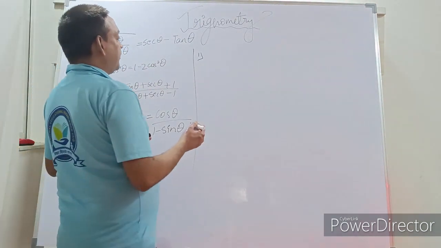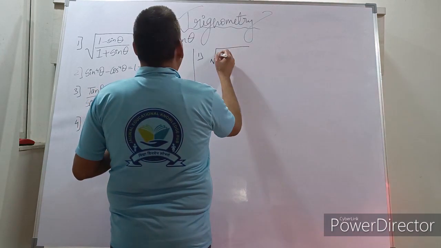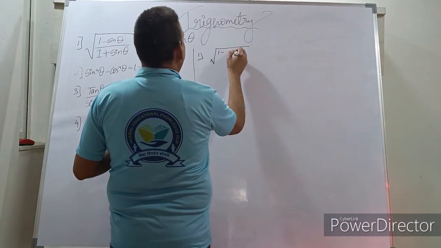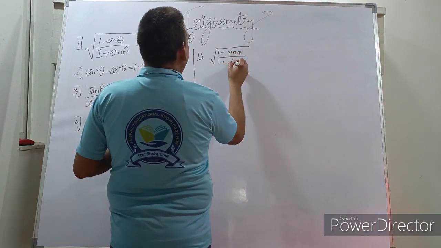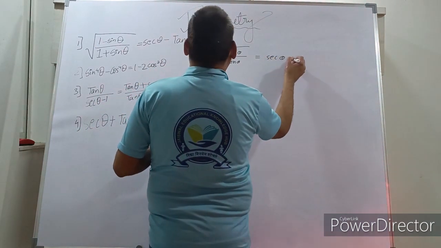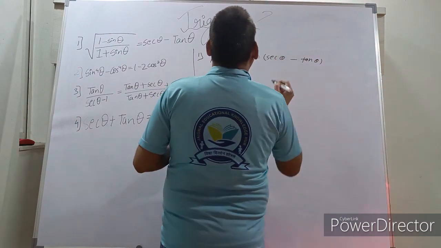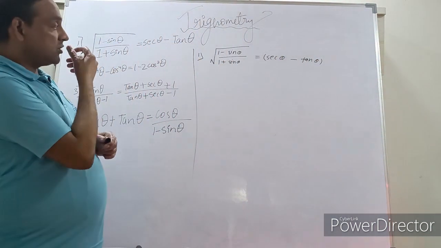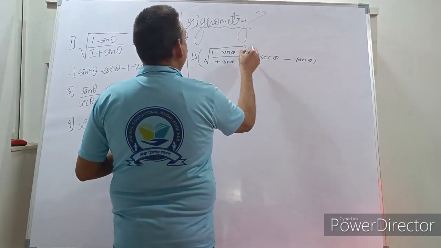So again we'll take the left hand side. First just write the whole sum. It will be square root of 1 minus sin theta over 1 plus sin theta is equal to sec theta minus tan theta. So the first thing we'll do here, we'll square both sides. Once we square both sides, this root gets cancelled. So it's like squaring both sides we'll do.